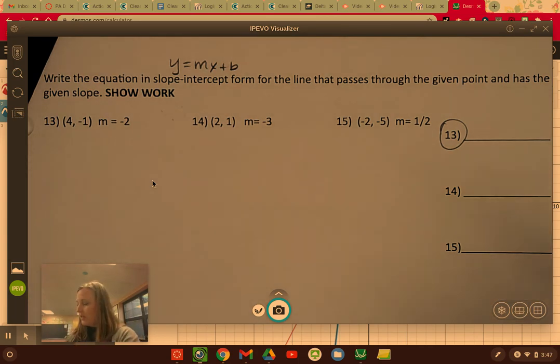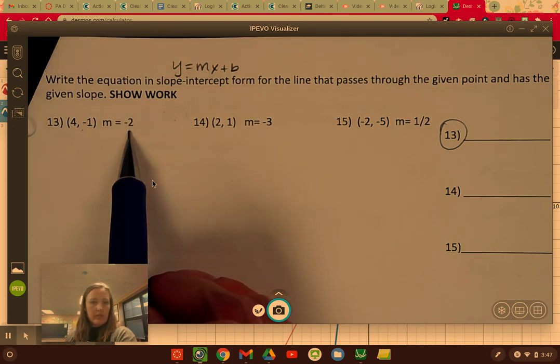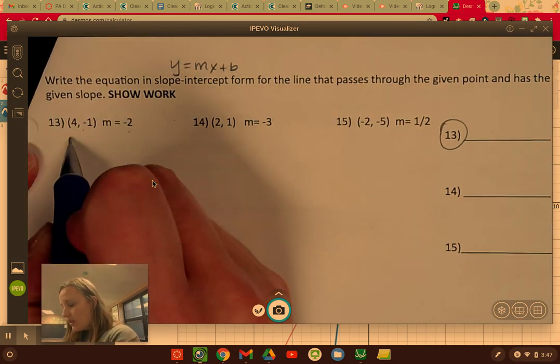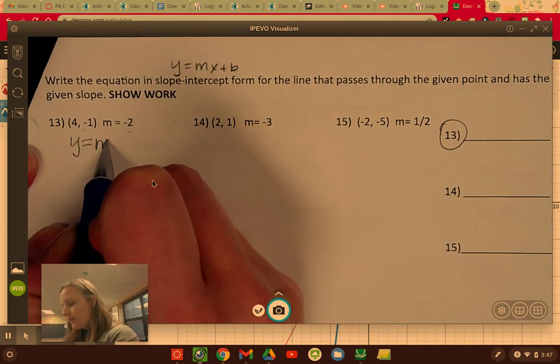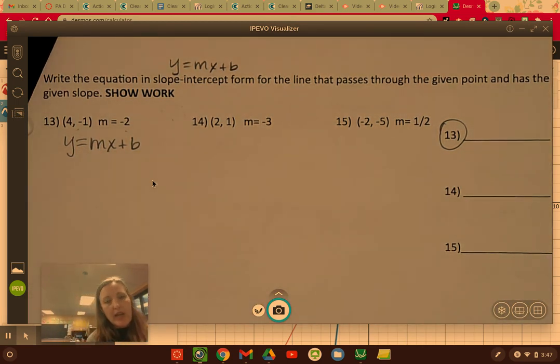So I'm given a point and I'm given a slope, right? One thing you could do is use Desmos. You could find that point, use that slope, and look to see where it would be on a graph. You could graph it on a piece of graph paper. We're going to use algebra, okay? We're going to use slope-intercept form, and we're going to solve for what we need to know.